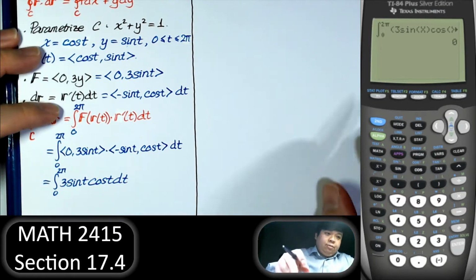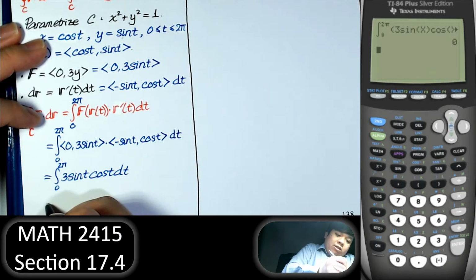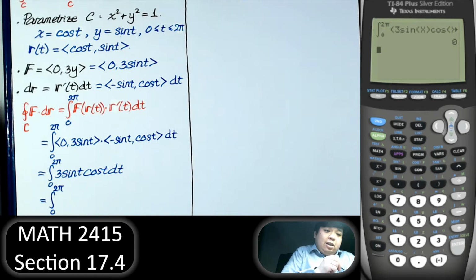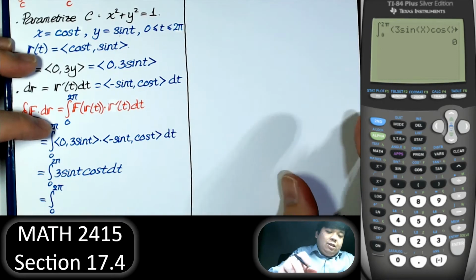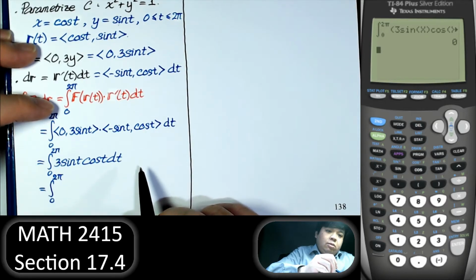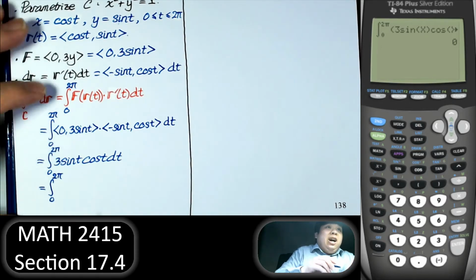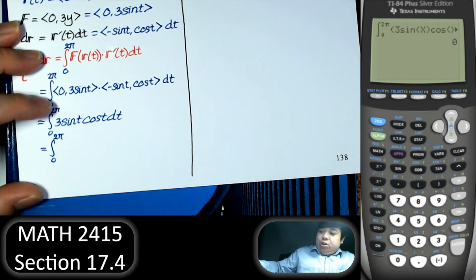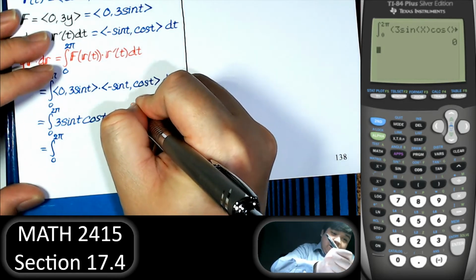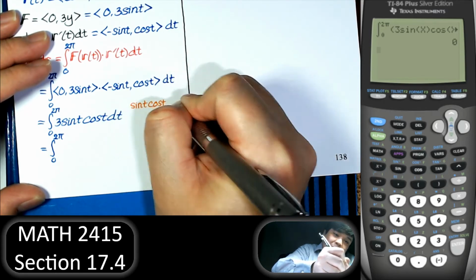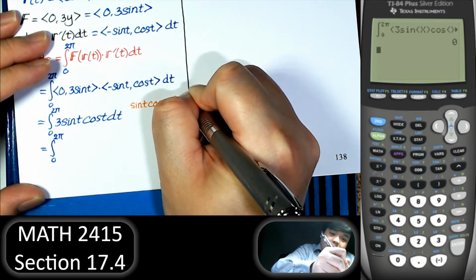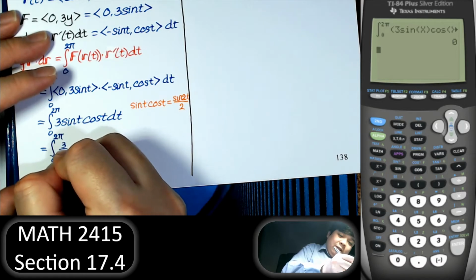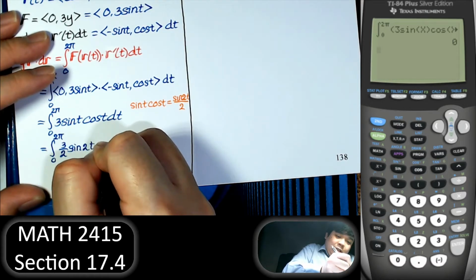That equals 0. Okay. We should choose a vector field that is not conservative. Anyway, for 3 sine t cosine t, we use the double angle: sine t cosine t equals sine of 2t divided by 2. That gives us 3/2 sine of 2t dt.